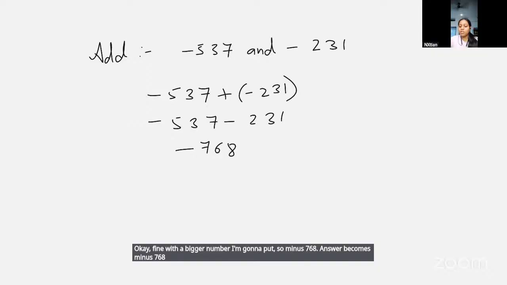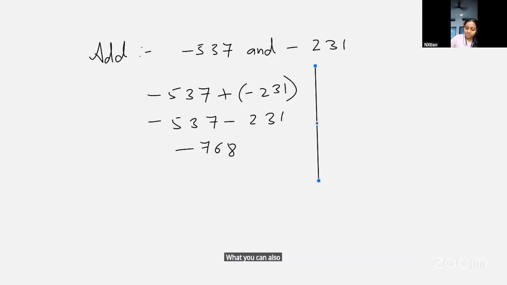But the absolute value rule that I just taught you says that what you can also do is ignore the signs and add them.